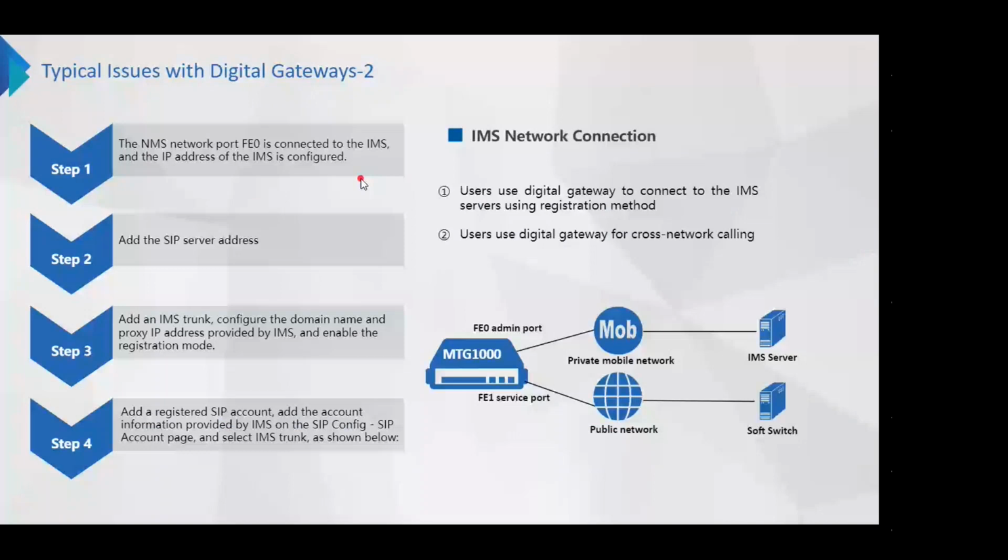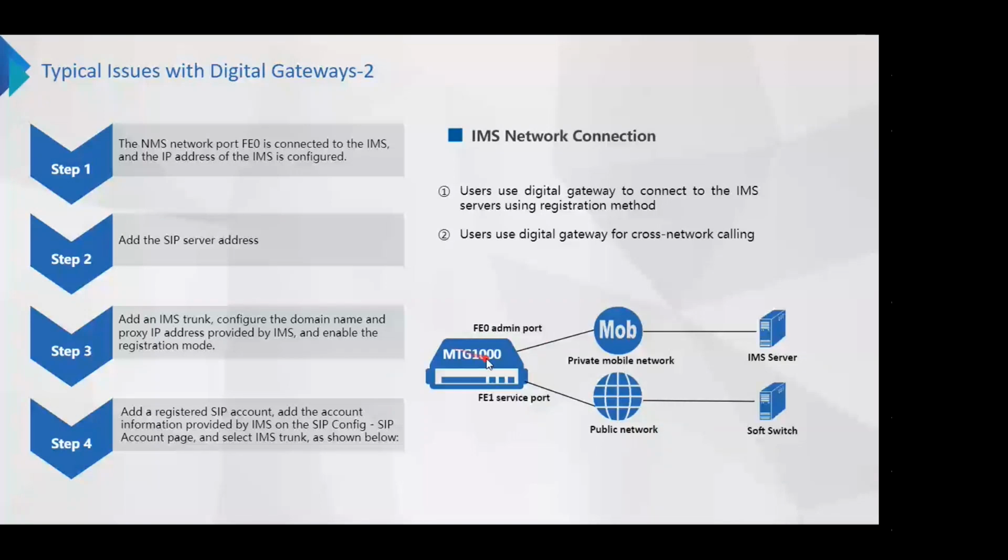A typical issue in case two is that sometimes users connect our MTG to a SIP or IMS server. It's quite possible to do that, and somehow the customer still has problems configuring IMS. So you can use our digital gateway to do that. Here we have a diagram. For example, a user may use an IMS network connected to your MTG, and after that connect to your SIP server IPBX. So it can be done. You can configure FE port 1, port 0, then connect to your IMS server.